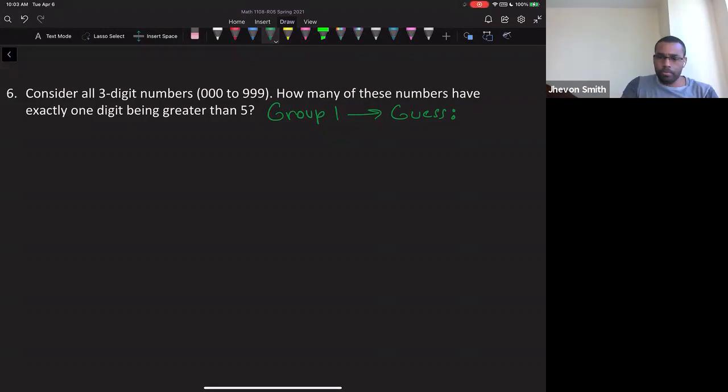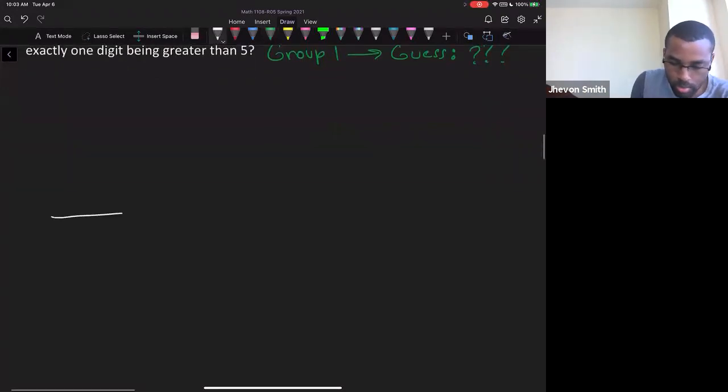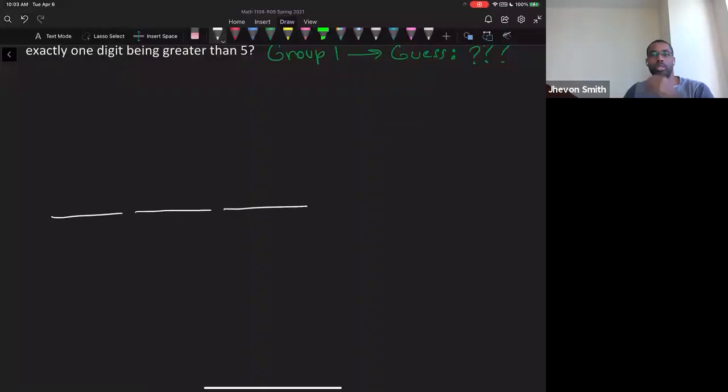Okay, if I were to read those three-digit numbers, it can go from 000 to 999. How many of these numbers can you create where exactly one digit is greater than five? Exactly one, yeah. So one of the three digits is greater than five. All the others are less than or equal to five. How many ways could you do that? So I would do the same counting thing that you had just done before. Okay, so how would you set it up?